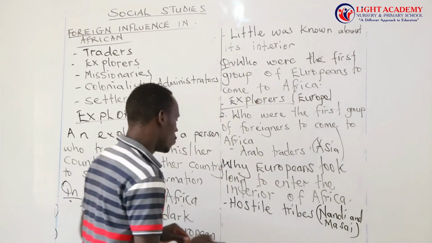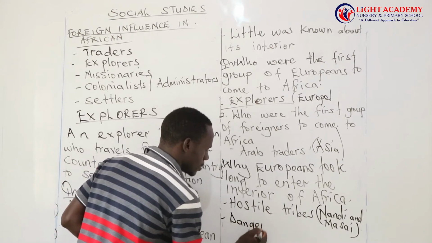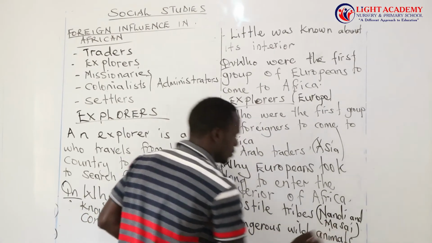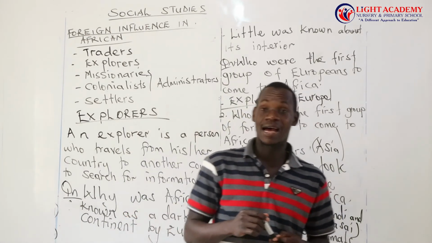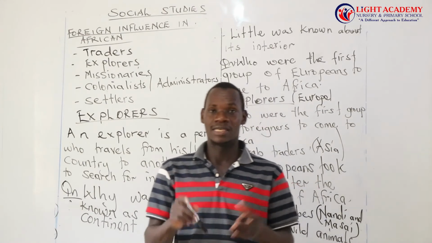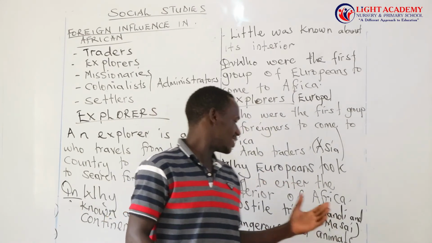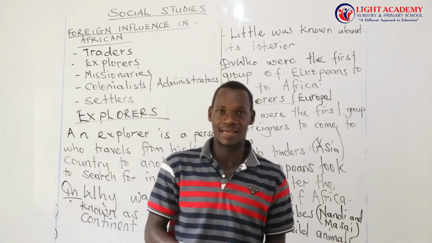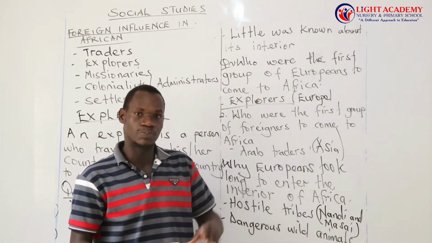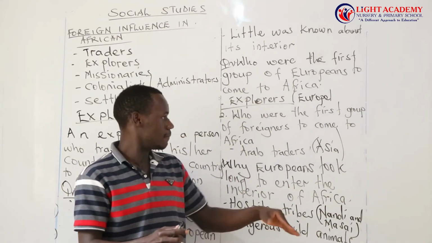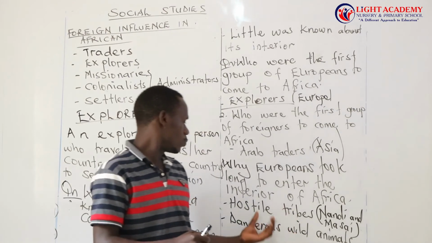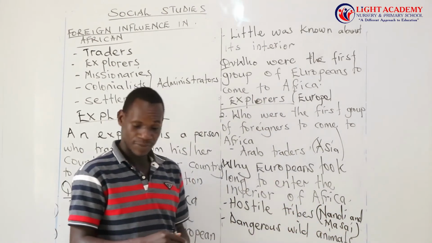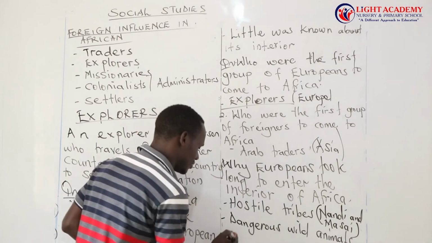Another reason, dangerous wild animals. Long ago, Africa had dangerous wild animals. They were a threat to these visitors who were just coming to Africa. For example, the lions and other dangerous animals, just to mention a few, were a problem to these people. So it was one of the factors that hindered the penetration of the Europeans into the interior of Africa.